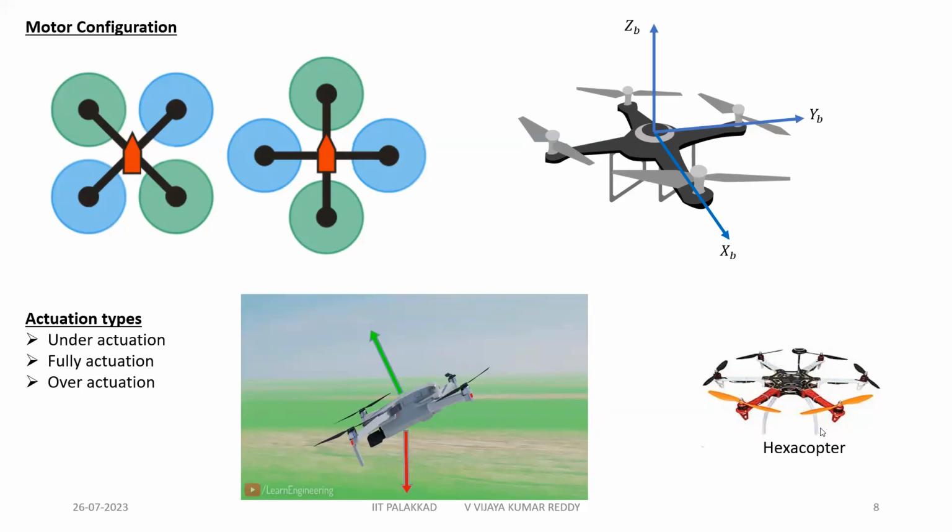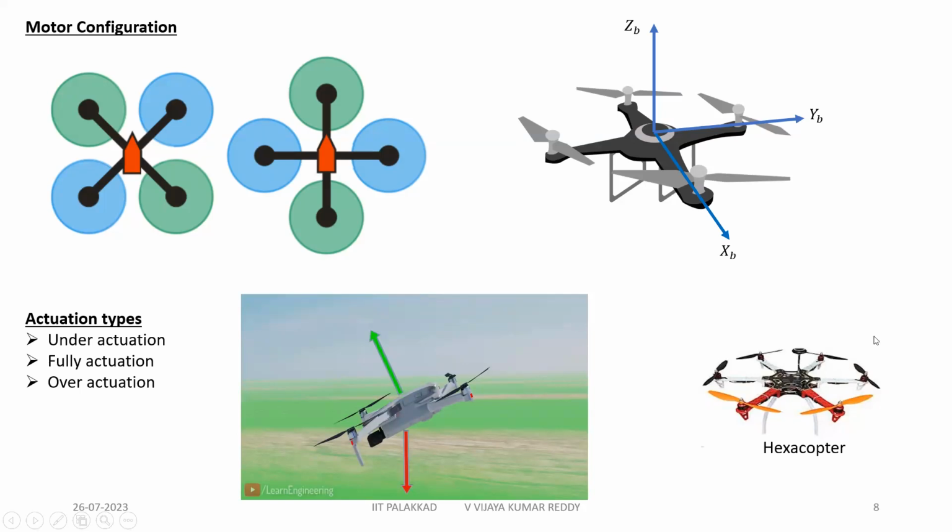It doesn't mean that because I have six propellers, I can achieve six independent motions, six independent directions. Still, it will be under actuation only. If anyone wants to try, they can keep six propellers in any configuration and use any control or any configuration. You can see whether you can achieve all the motions, roll, pitch, X, Y, Z directions independently. We can't achieve that. Still, it is under actuation.